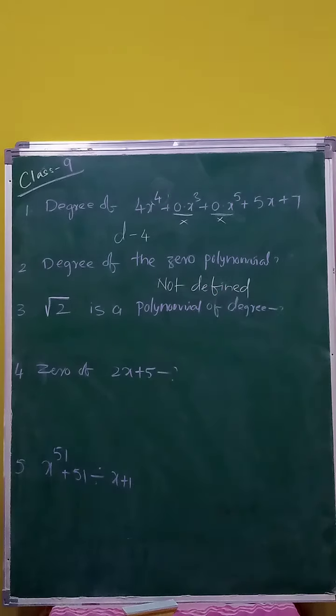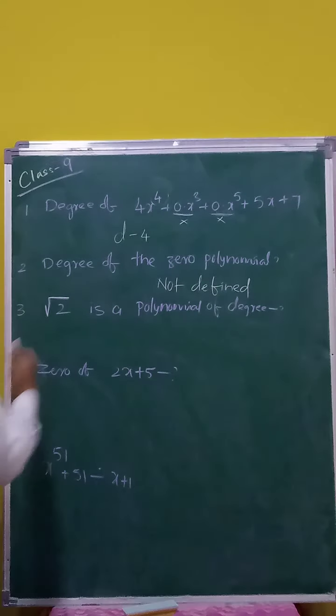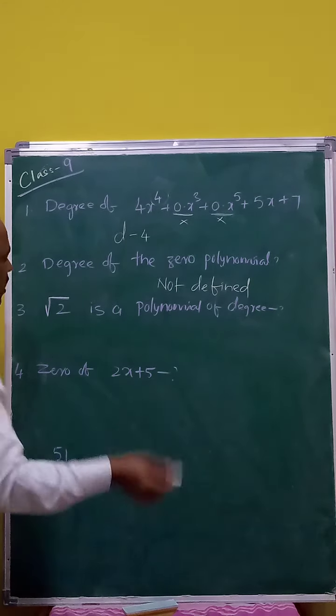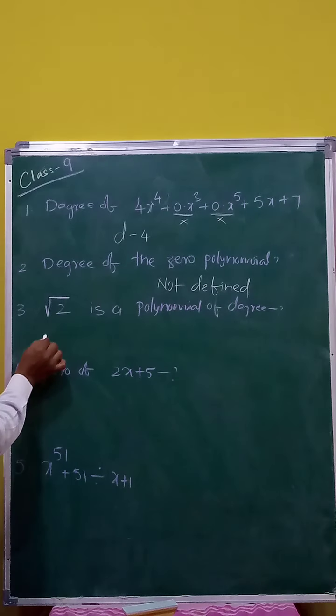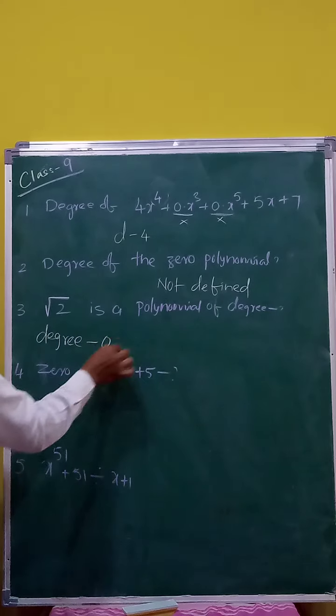And come to question number 3. Root 2 is a polynomial of which degree? It's a constant polynomial. The degree of a constant polynomial is always 0. How is it possible? The degree of this one is 0.